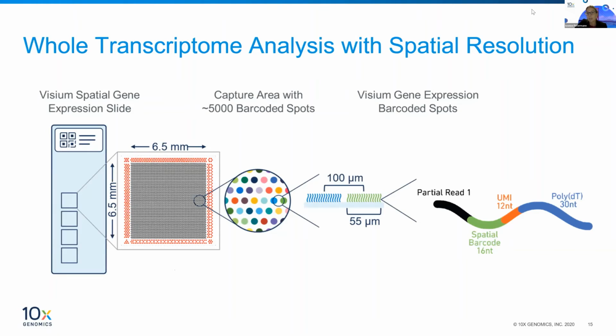And similarly to our single cell solution, the oligos look very similar in terms of their structure. The difference is that they carry a spatial barcode, which will map each of the captured transcripts via the poly-DT tail back to its spatial orientation or spatial position on the slide.